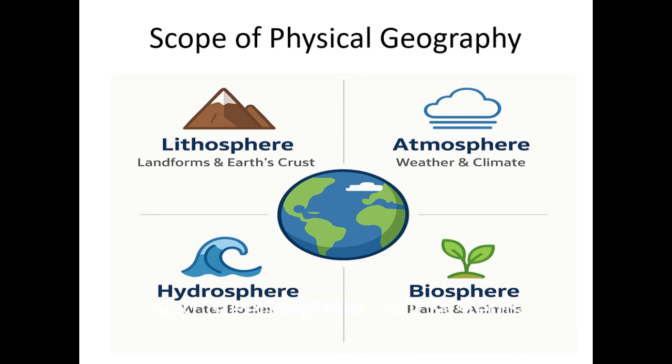Next is pedosphere. It deals with soil geography, and studies the formation, types, and distribution of soils, like why alluvial soils are found in river plains, and helps us to understand how the Earth works as a connected whole. The scope of physical geography covers all natural systems of the Earth, land, water, air, and life, and their interactions. This is the scope of physical geography.